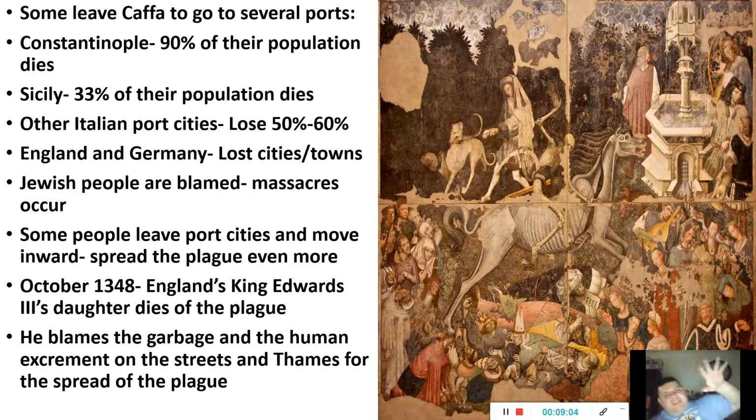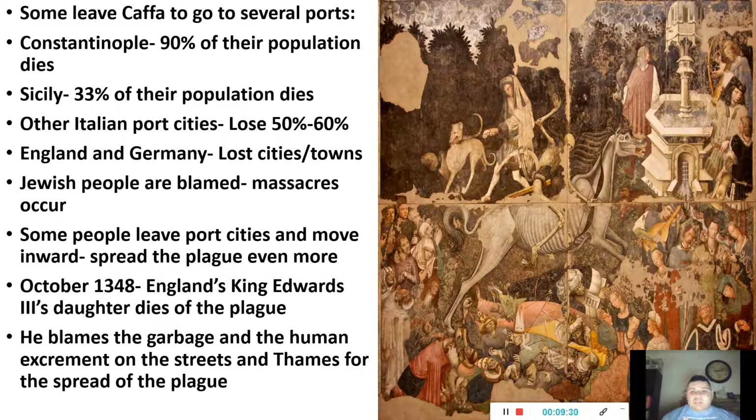All right. Now, first thing, as you guys may or may not know, people are panicking. And when people are panicking, they tend to think irrationally, and so they look for someone to blame. They're like, who could do this? What is causing this? And immediately people start looking at the Jewish people and saying, "You're the reason. You're the reason why this is all happening." And they start massacring them. They start killing them off.